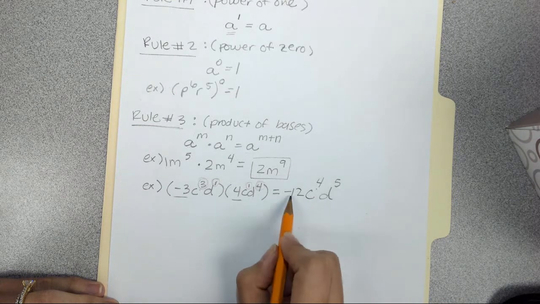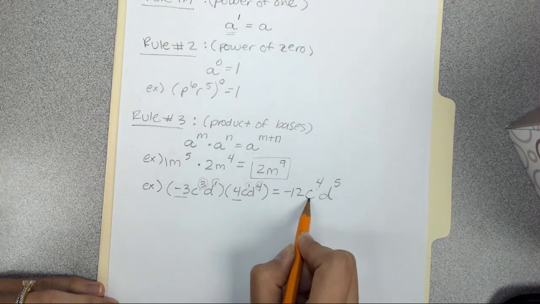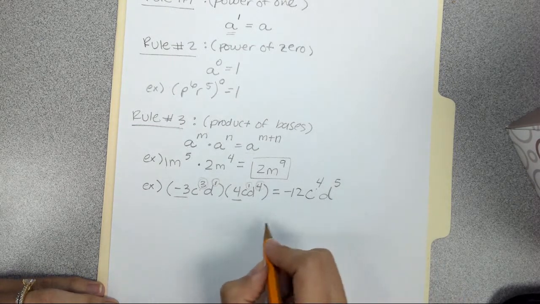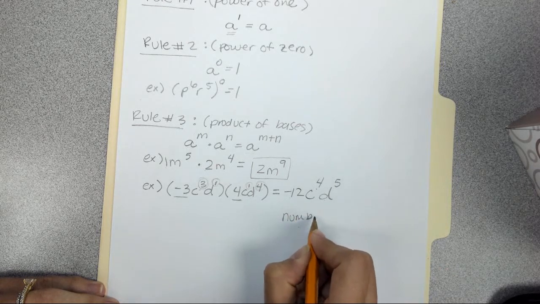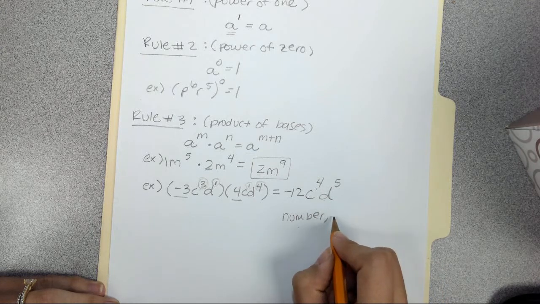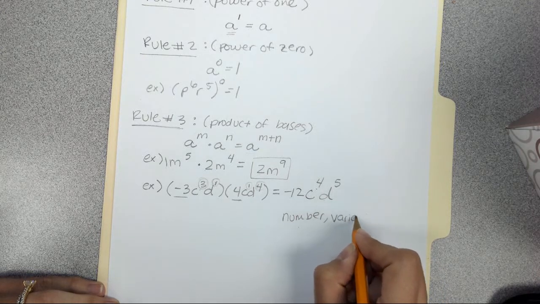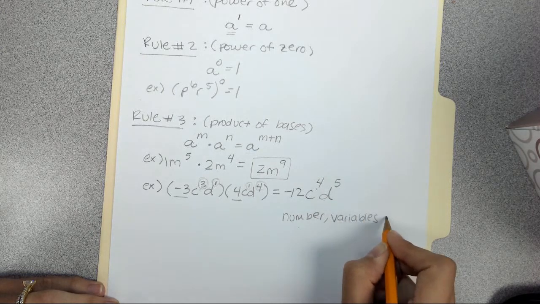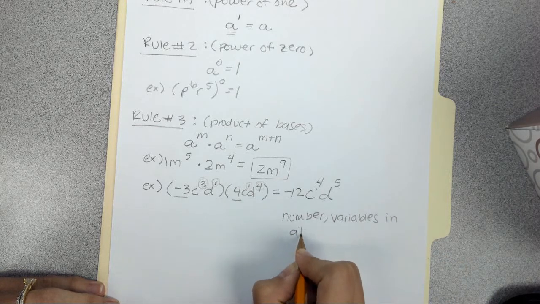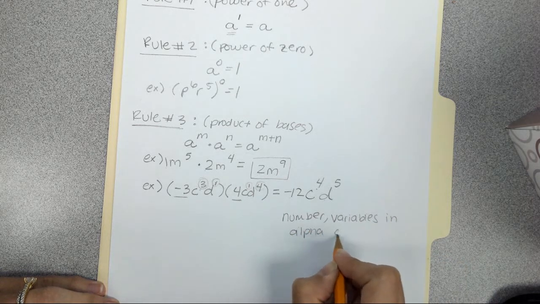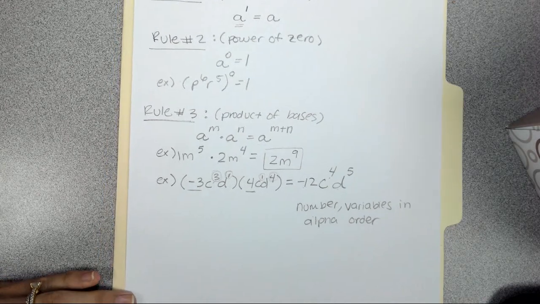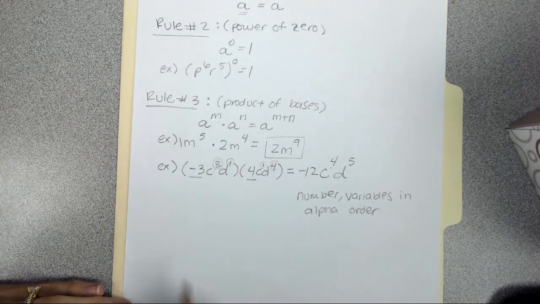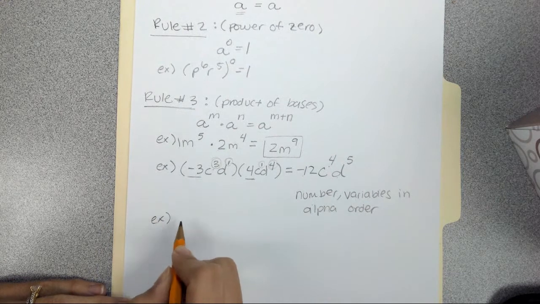The reason why I wrote the number first and then c and then d is because the order of your answers should always be the number first and then the variables in alphabetic order. Let's look at another example for that.